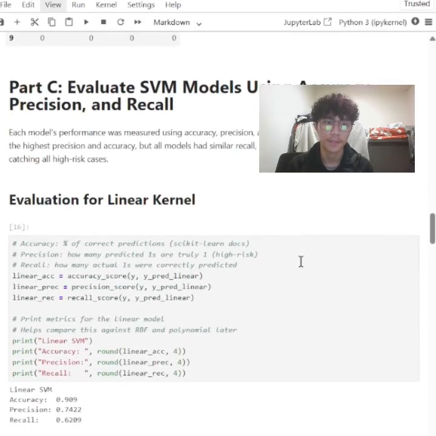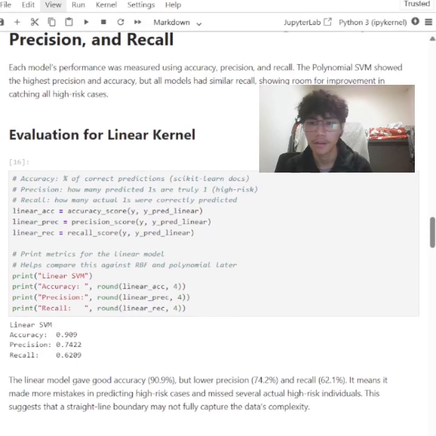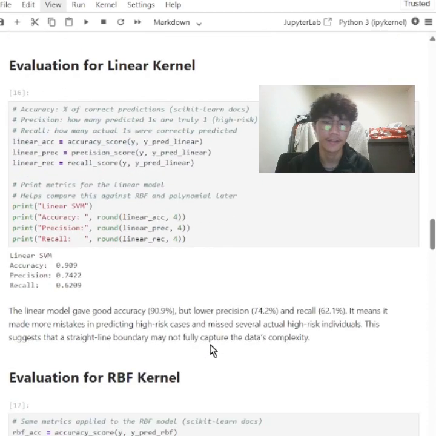Now we move to the next major part, which is evaluating the SVM models. This is where we see how well each model truly performed. First we evaluate the linear kernel, and for the linear SVM we see an accuracy of about 90.9%, its precision is 74.2%, and recall is 62.1%. While accurate in general, its lower precision means it made more false positive errors, and its recall indicates it missed a significant number of actual high-risk individuals.